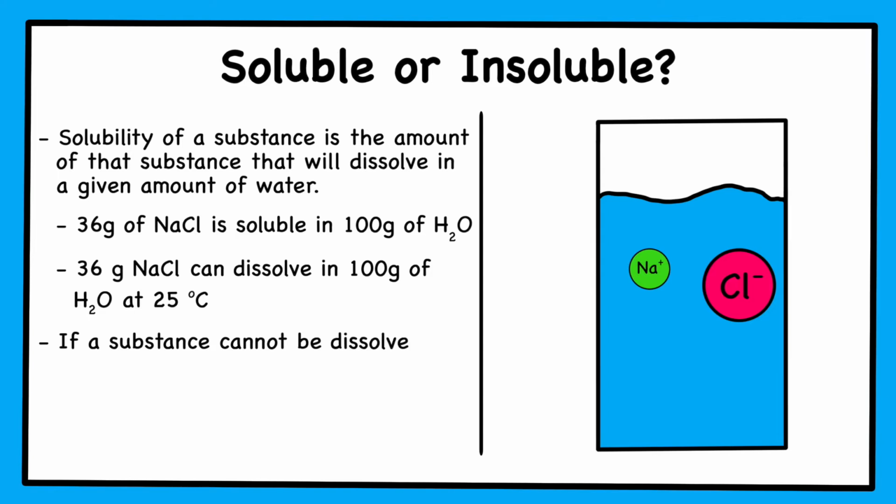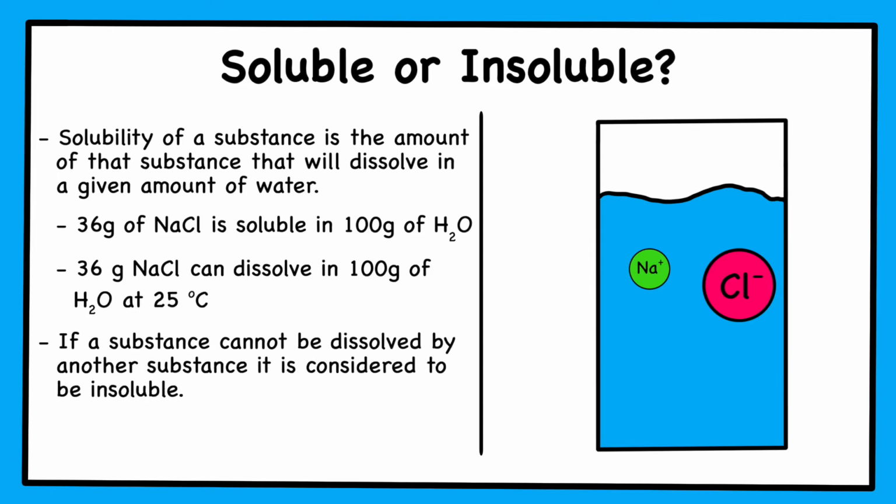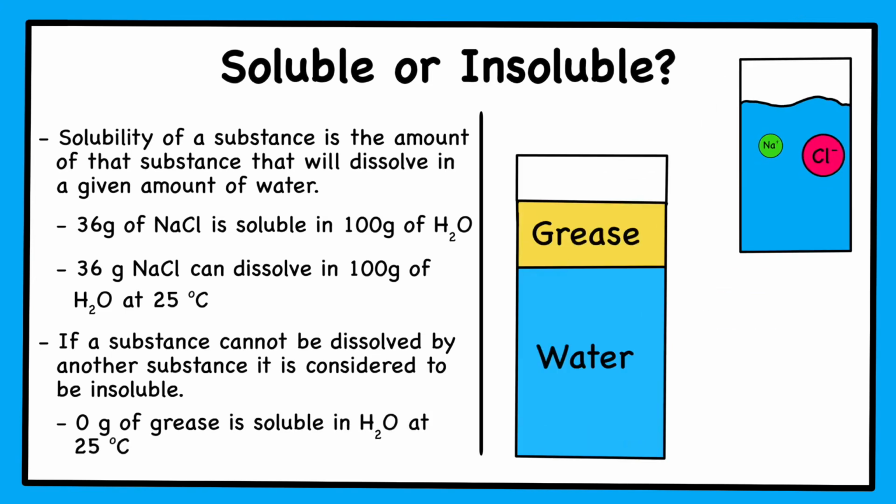On the other end of the spectrum, if something cannot dissolve in another substance, it is considered insoluble. So, for example's sake, the amount of grease that is soluble in water at 25 degrees Celsius is 0 grams because grease is insoluble in water.